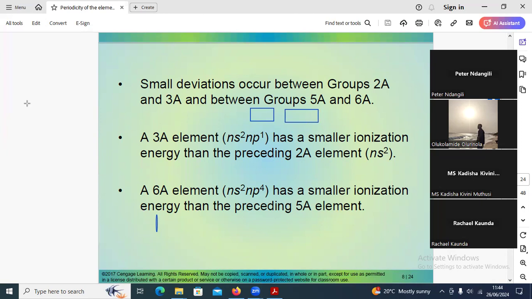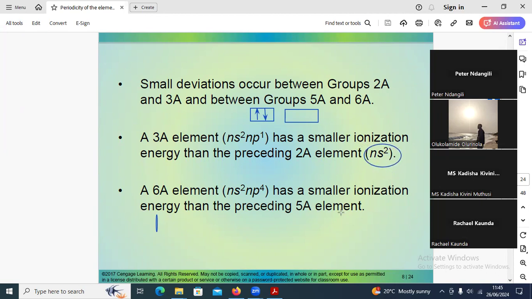When you talk about group 2, the arrangement of the electrons is such that you have an electron here. Let me undo this. You have an electron and another electron. That is an s2. That s2 is fully filled. And that is true for group 2 elements.